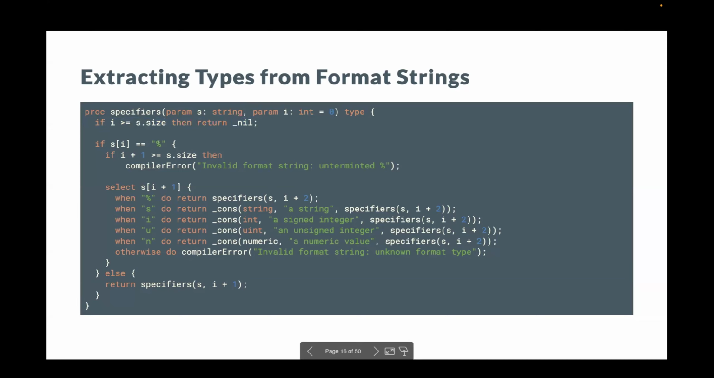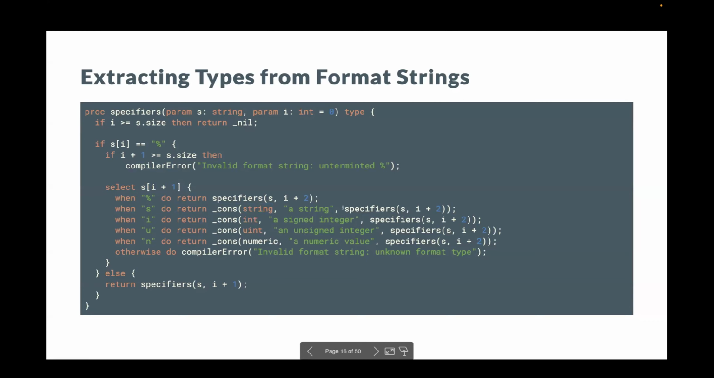And then if the first character of the string is not a percent sign, so that's this else case here, then we're looking at a character like H in hello world, and we should just ignore it. So I recurse into the rest of the string, increasing the index. The rest of this function is actually the meat of the implementation, where we look at the current format specifier and decide what type it should correspond to. Basically, we look at the character following the percent and say, if it's a string, create a list which contains a string, and if it's an integer, create a list that contains an integer, and so on and so forth.